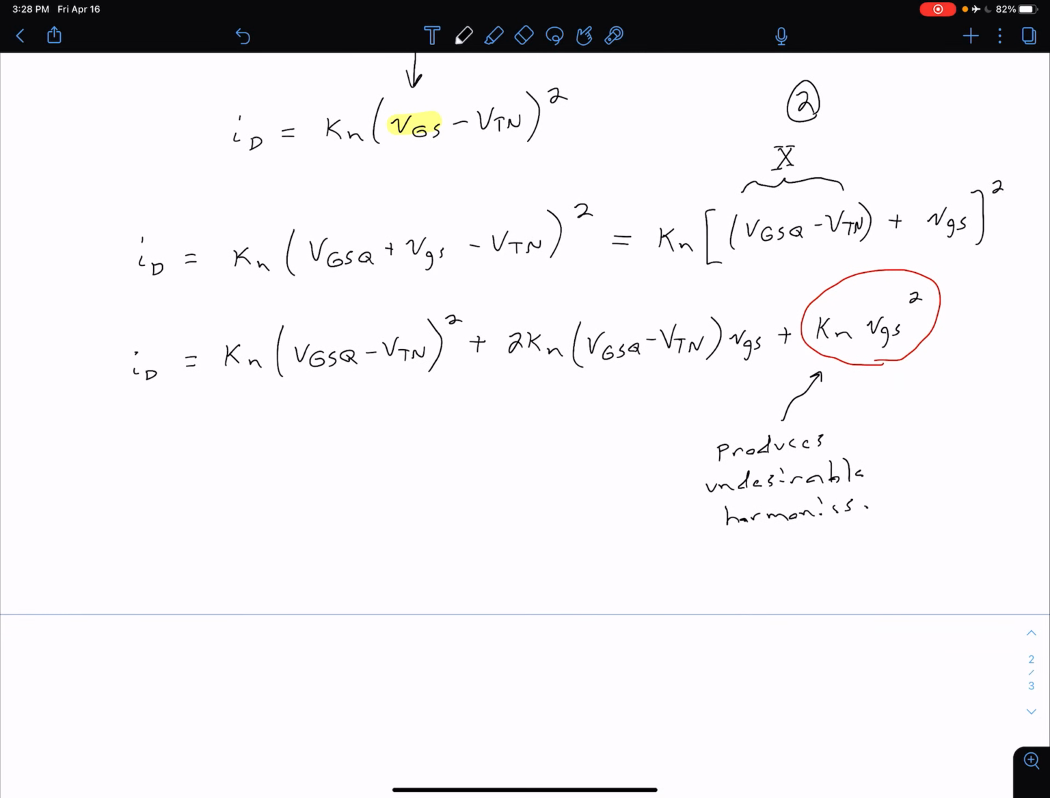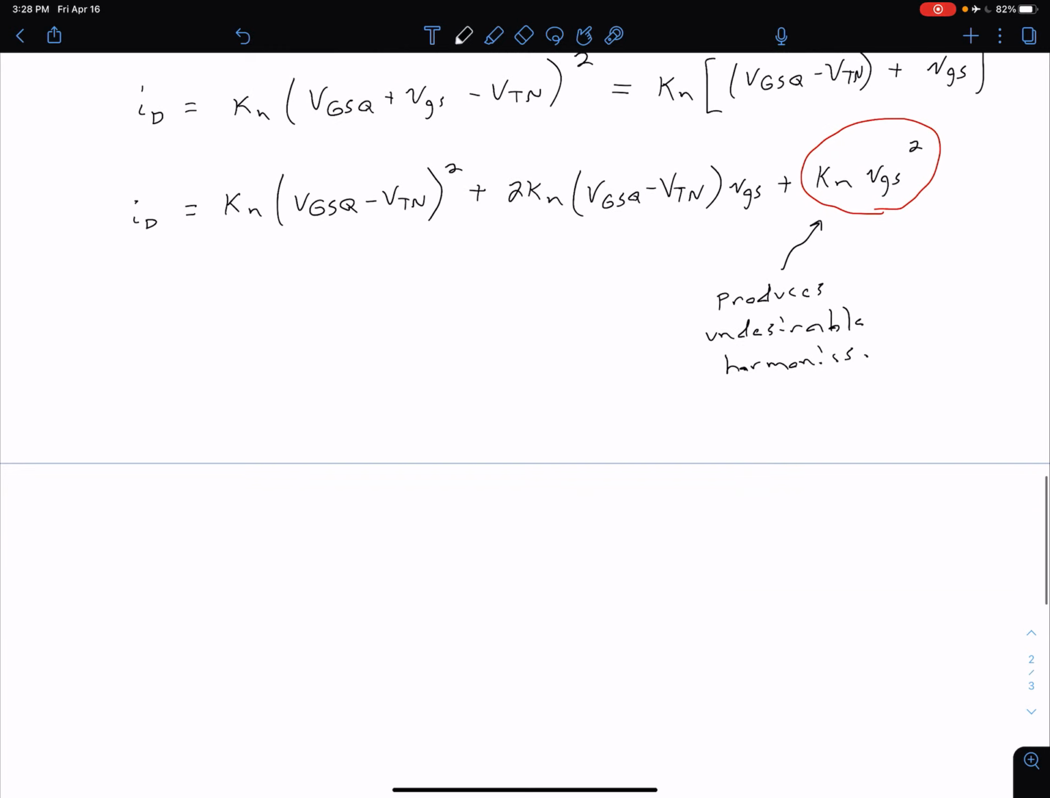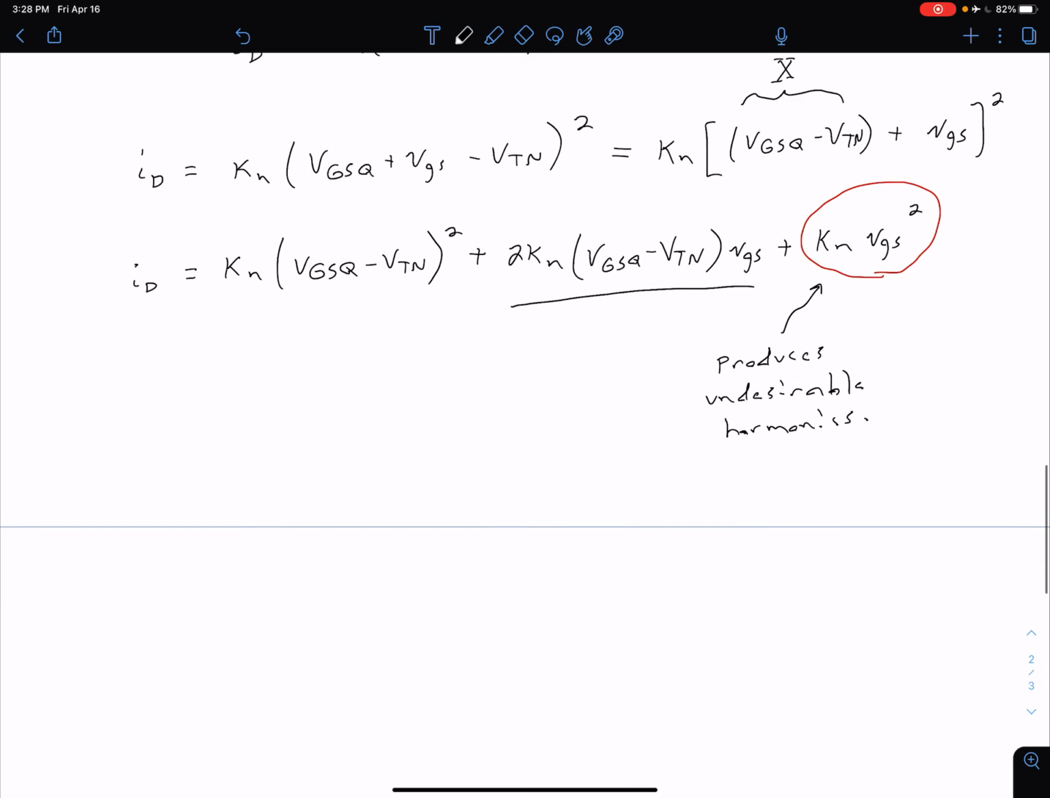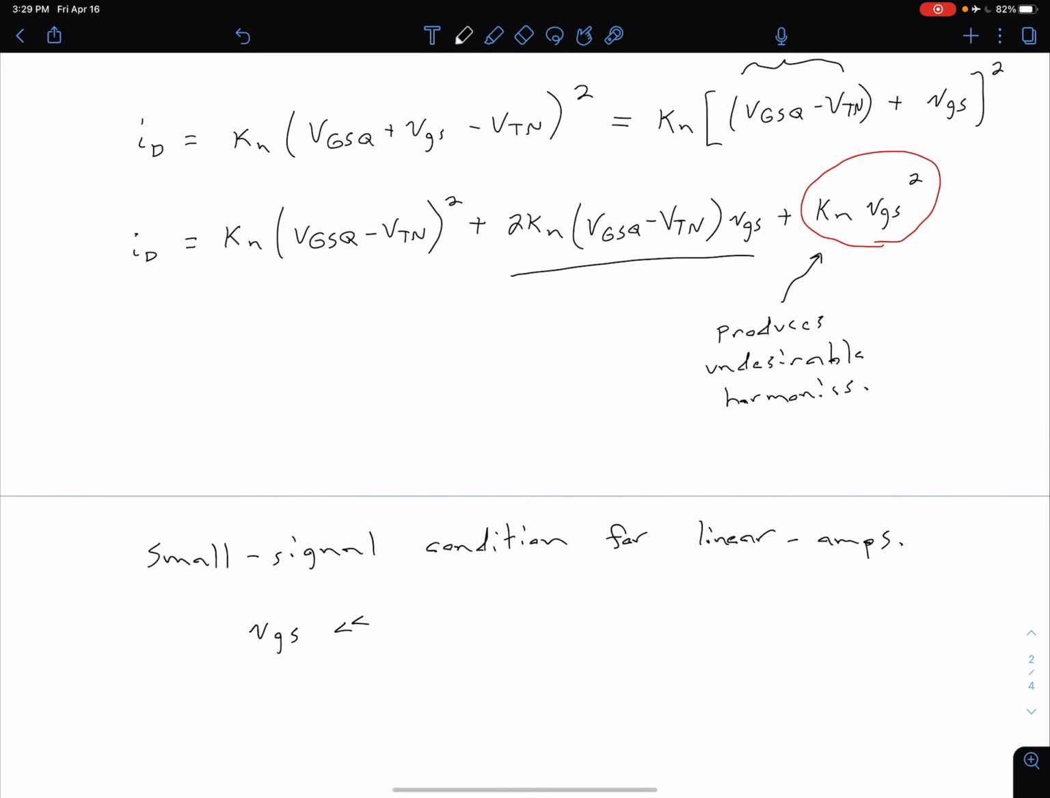And so we don't necessarily have a specific number like we looked at with our BJTs, but what we can say is we want that term to be negligible compared to this second term. So we can then say our small signal condition for linear amplifiers is given by vgs being much less than this second term, so 2 times VGSQ minus VTN. Sorry, that should be a capital, VGSQ.